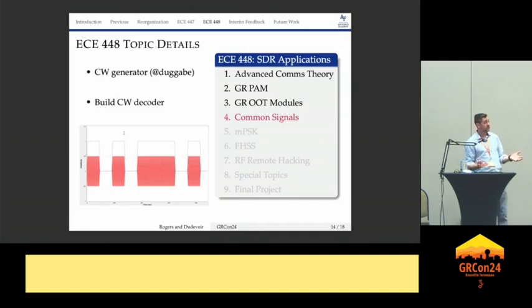And then we'll start to dive into some custom signals. Some things like CW, where we're going to take Barry's CW generator and have them build a decoder. How do we decode CW? And then I put up my phone, which has a CW app on it, and I start to send messages, and hopefully they can receive those through their GNU Radio decoder.